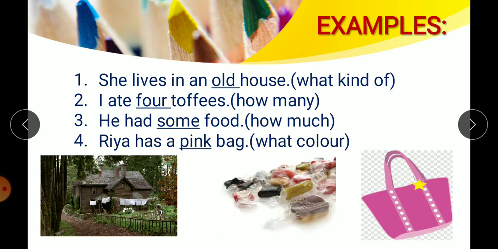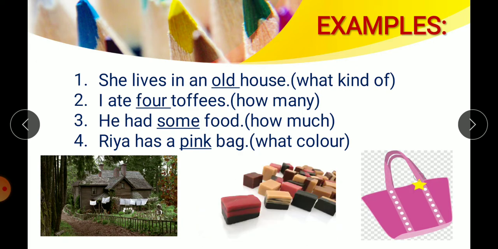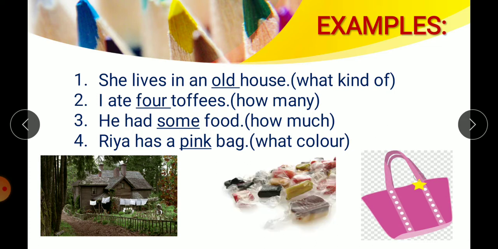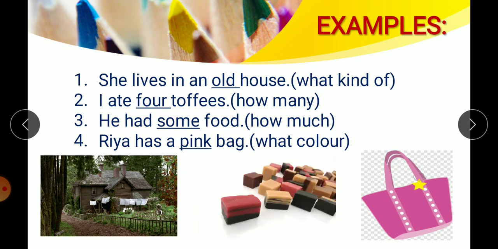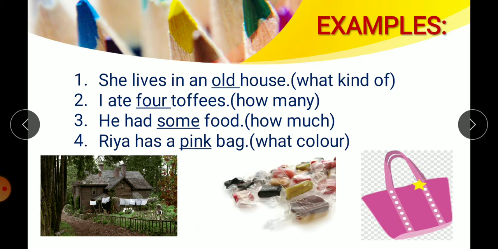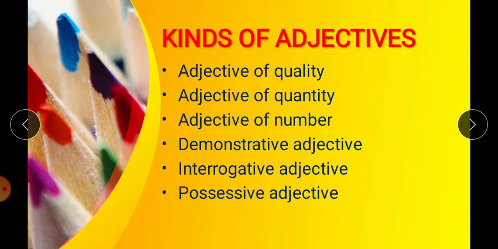Ria has a pink bag. Bag की विशेषता क्या है? What is the quality of the bag? It is pink in color. So words like old, 4, some, pink, they all tell you about what? They are telling you about the quality of the noun. So they are adjectives.